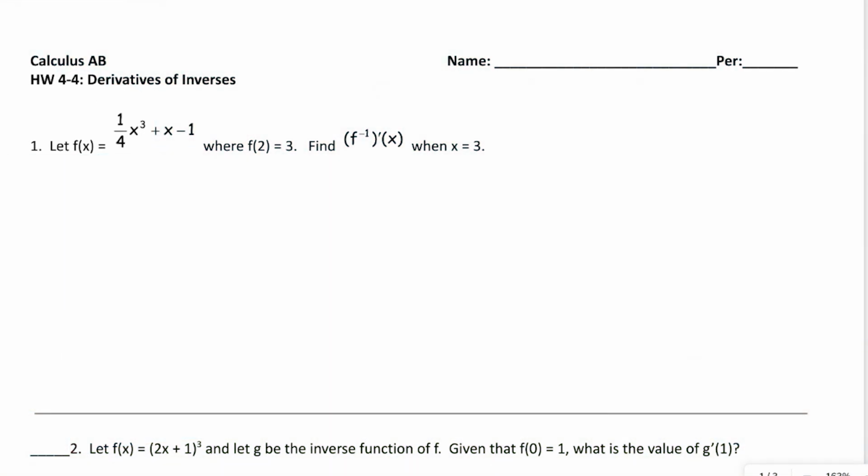Number one says, let f of x be 1/4 x cubed plus x minus 1, where f of 2 is 3. Find the inverse of f, or rather the derivative of the inverse of f, when x is 3. So to answer these kinds of questions, sometimes it's easier to just rewrite the inverse of f as a different function.